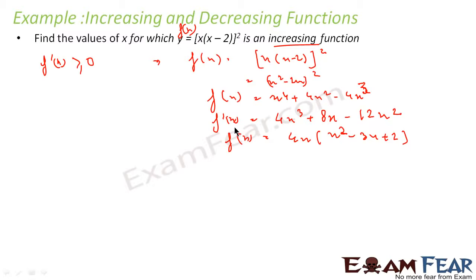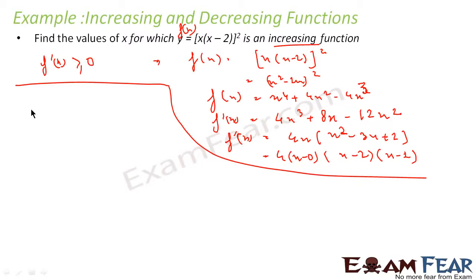So let's solve this now. F dash x is this value, and that is nothing but 4 into (x minus 0) into this. If you factorize, you will get (x minus 2) into (x minus 1). Now there's only one case here. My f dash x has to be greater than or equal to 0. That is, 4 into (x minus 0) into (x minus 2) into (x minus 1) has to be greater than or equal to 0, correct?